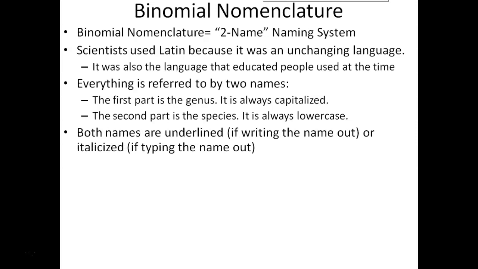Now, if you were writing out the names by hand, you would underline the scientific name. And if you're typing it on the computer, you would italicize it. So with scientific names, there's some formatting that goes along with it. Just like we have rules about how you write a sentence, there are rules as to how you write a scientific name.